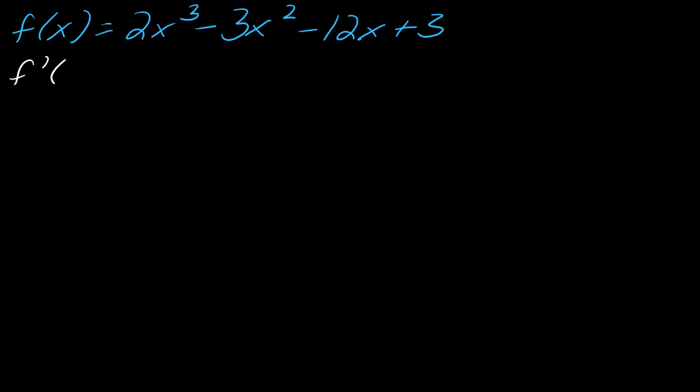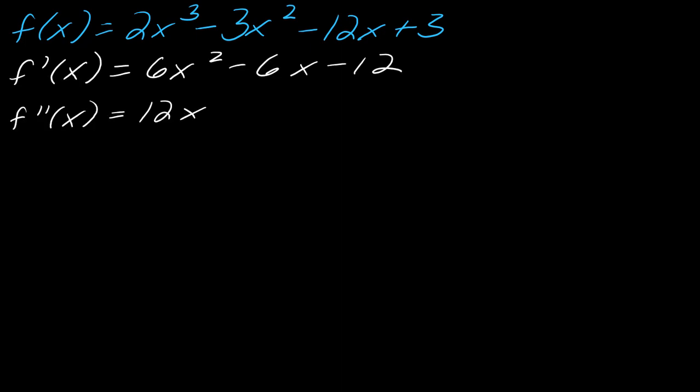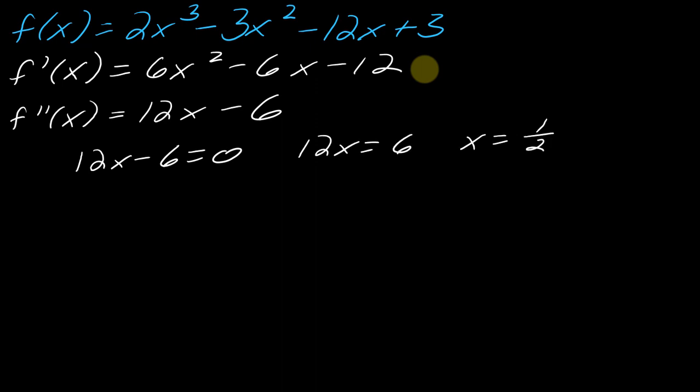Okay, so let me write this out. There's my second derivative. Now I actually want to start by finding my points of inflection. This is a polynomial, the domain is all real numbers, and there won't be any places where this second derivative fails to exist, so I don't have to worry about that. Instead I just have to set it equal to 0. If I set it equal to 0 and solve, x is 1/2.